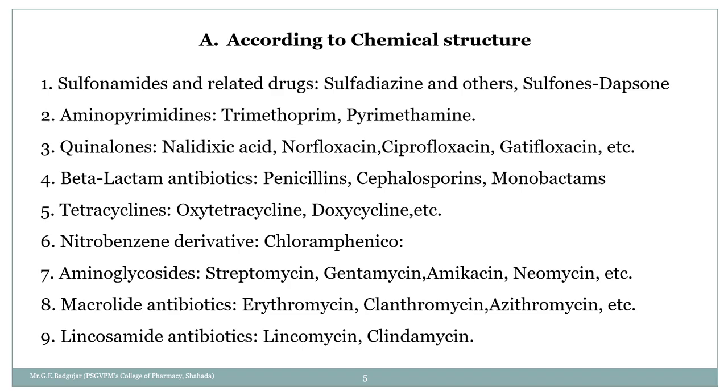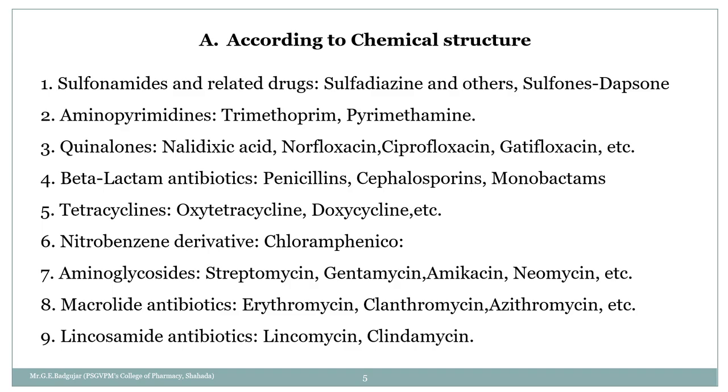Let us see how we can classify the antimicrobial agents according to the chemical structure. Depending on the chemical nature of the drug, we can classify them into several types, like sulfonamides and related drugs, which includes sulfadiazine and some other drugs like sulfones, dapsone. Second class is aminopyrimidines like trimethoprim, pyrimethamine. Third class is quinolones like nalidixic acid, norfloxacin, ciprofloxacin, etc. Fourth, beta-lactam antibiotics like penicillins and cephalosporins.